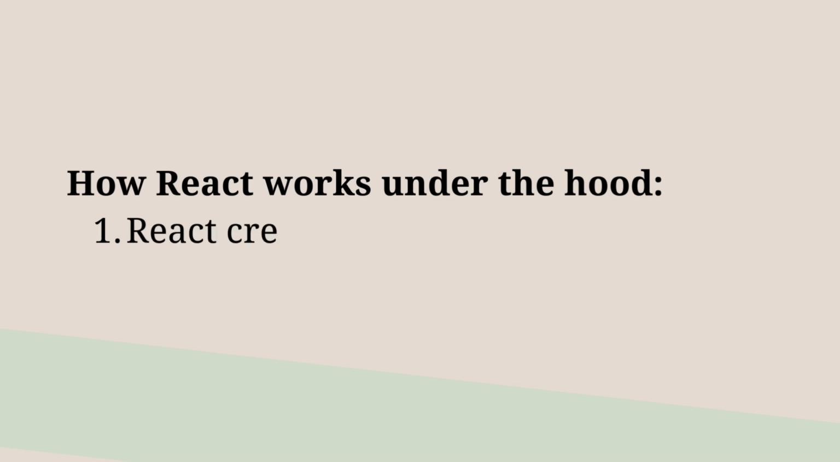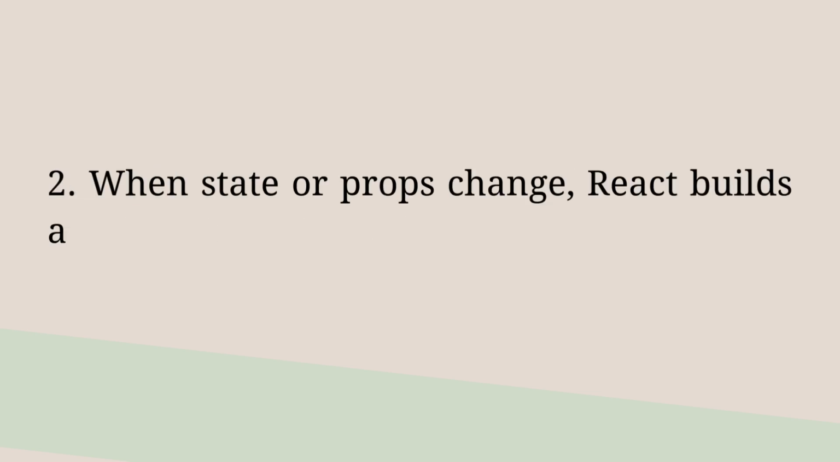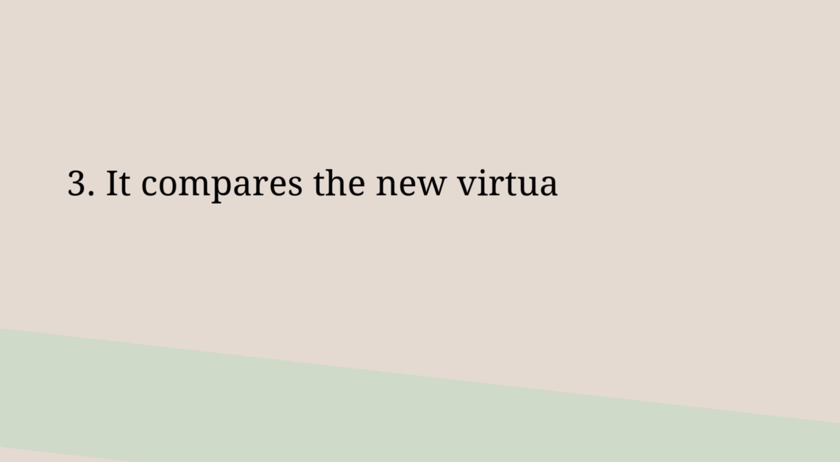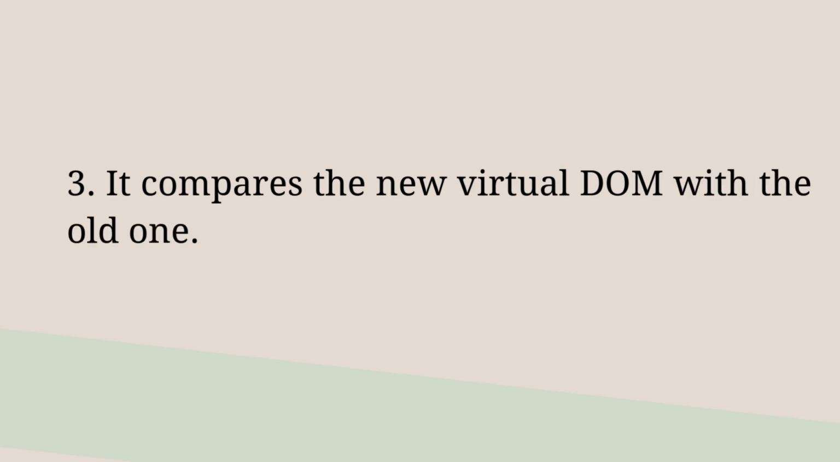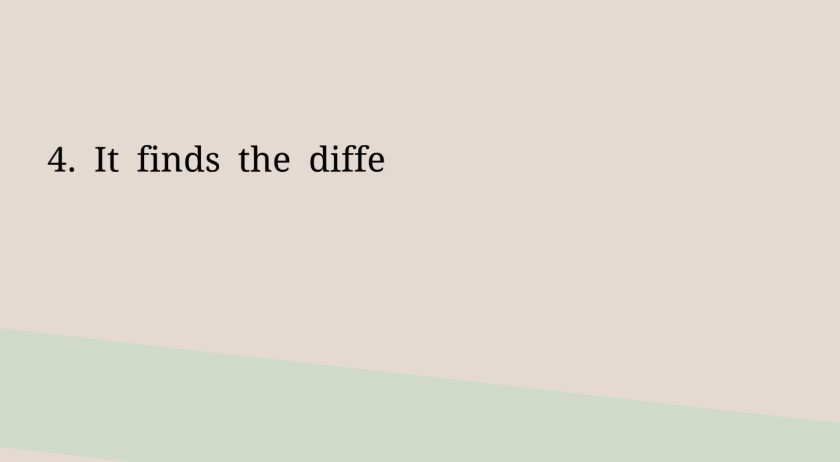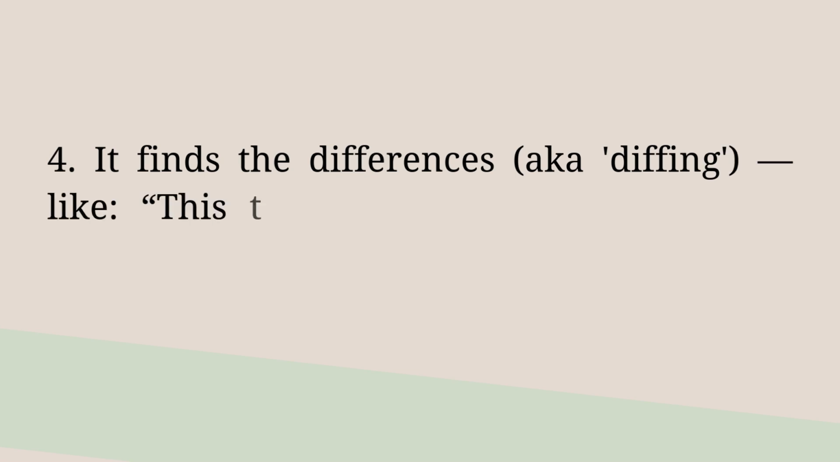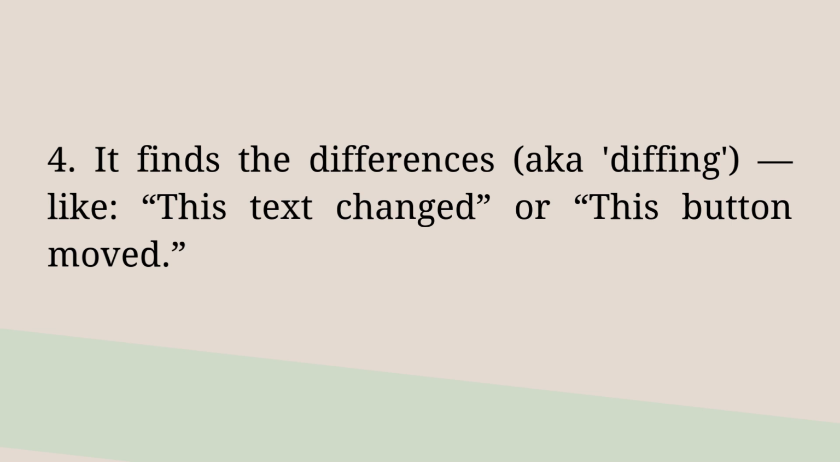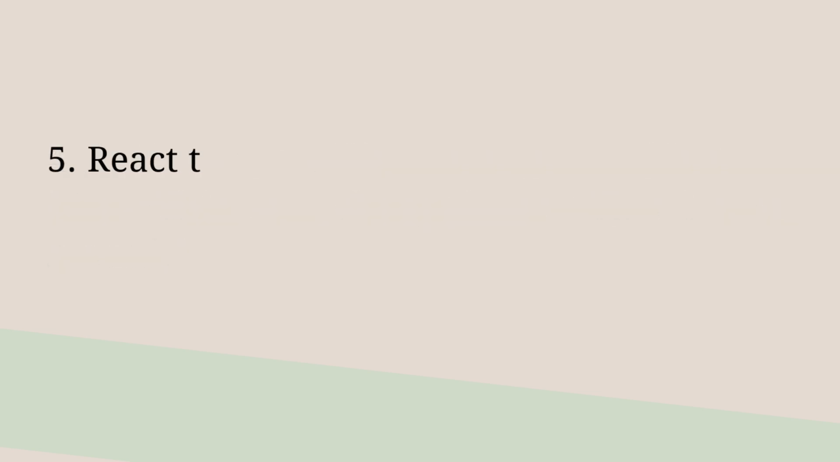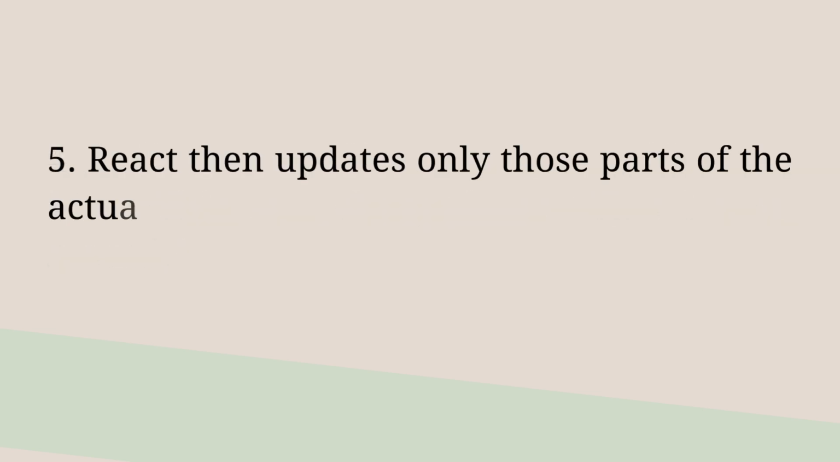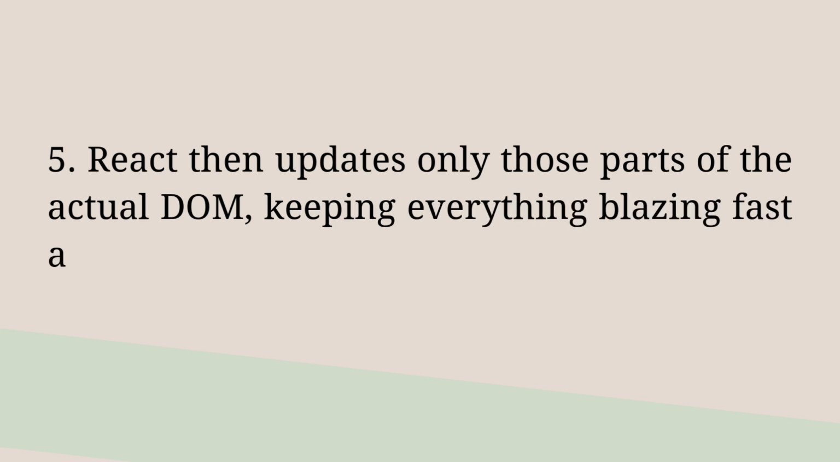So how does React work under the hood? React creates a virtual DOM, a lightweight JavaScript-based copy of the real DOM. When state or props change, React builds a new virtual DOM. It compares the new virtual DOM with the old one. This is called reconciliation. It finds the differences, like this text changed or this button moved, and React then updates only those parts of the actual DOM, keeping everything blazing fast and efficient.